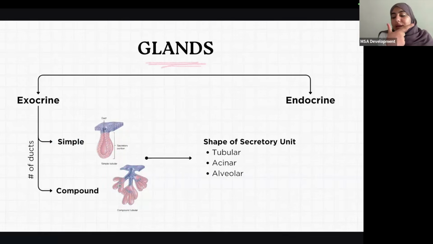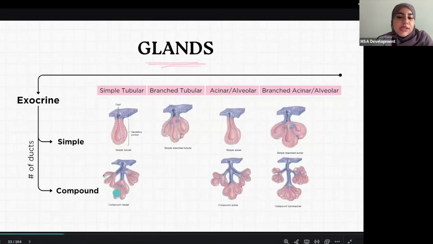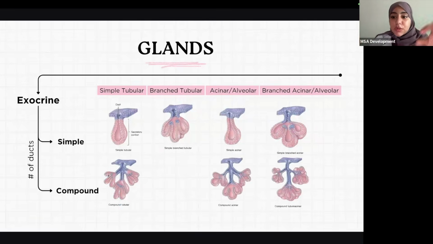And there are types of secretory units, and these are categorized by shape. So tubular looks like this, and acinar looks more circular. All you really need to know: simple tubular looks like this, branched is multiple. Don't tell me this is compound, because this is still a bunch of things connected together going into one duct. And this is also simple acinar, and then simple branched acinar.